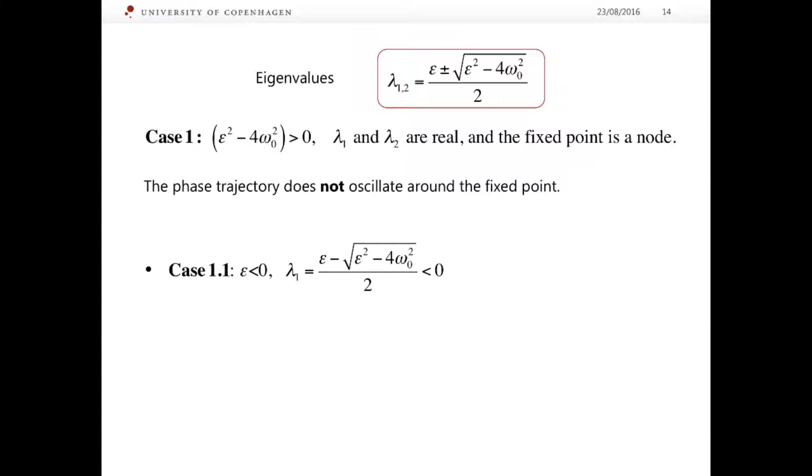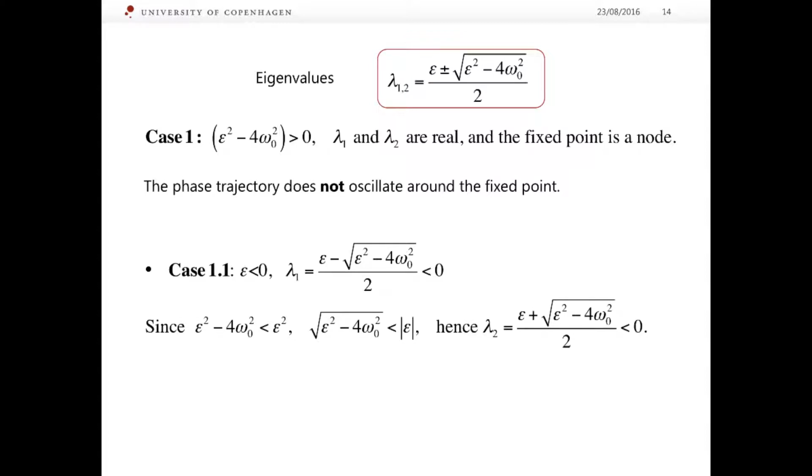What about the second eigenvalue? To form the second eigenvalue, if you look at the formula at the top of this slide, we need to take epsilon and add the square root. Now epsilon is a negative number, but the square root is a positive number. And the sum of a negative number and a positive number can be either negative or positive. So the sign of the second eigenvalue is not immediately obvious. So let us investigate in more detail.